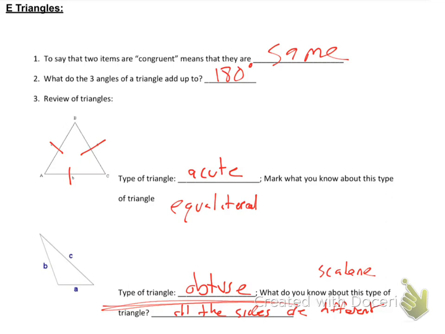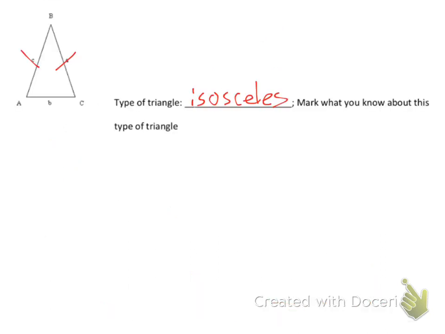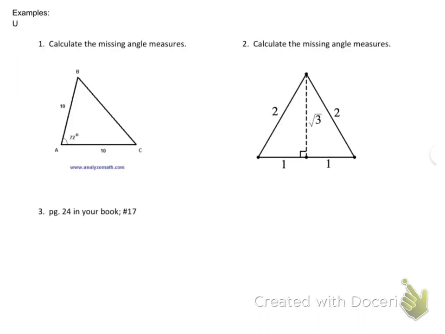If I go to the isosceles triangle over here, that means if these two sides are the same, angle C is equal to angle A, because opposite sides and opposite angles have to be the same. Okay, so calculate the missing angle measure.